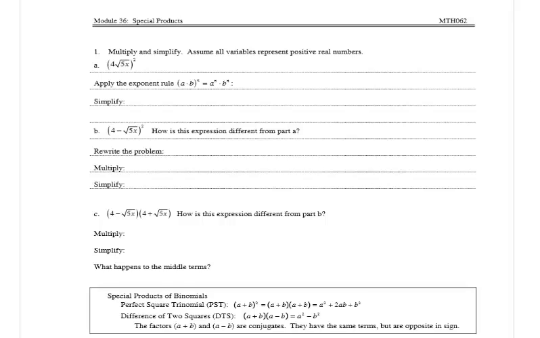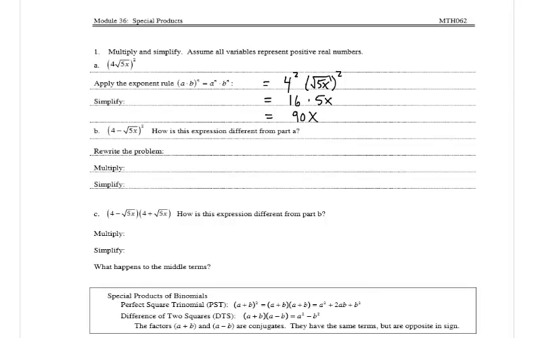And the first thing it wants us to do is apply the exponent rule that a times b, all raised to the n, is equal to a raised to the n times b raised to the n. So we're going to rewrite this as 4 squared times the square root of 5x squared, and now we want to simplify. And 4 squared is equal to 16, and the square root of 5x squared is equal to 5x, so times 5x, and 16 times 5 is equal to 80, so this is equal to 80x.